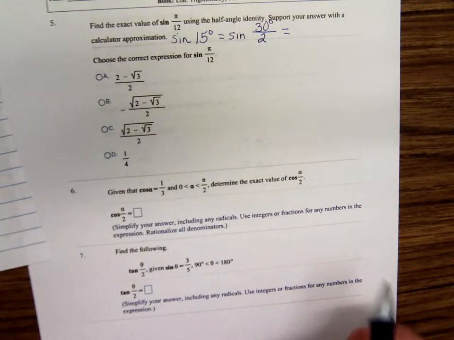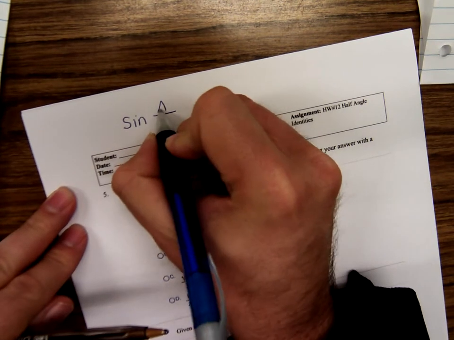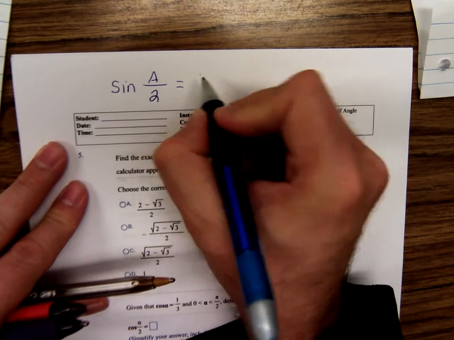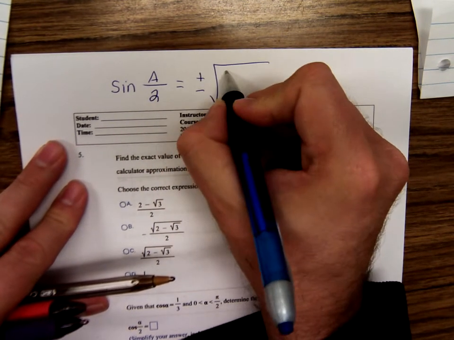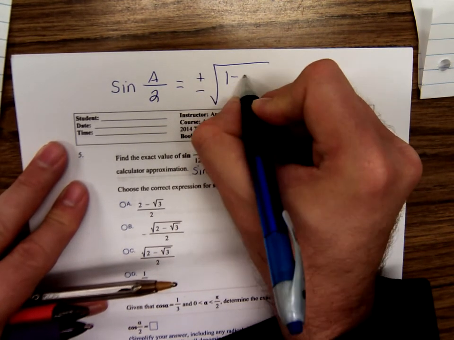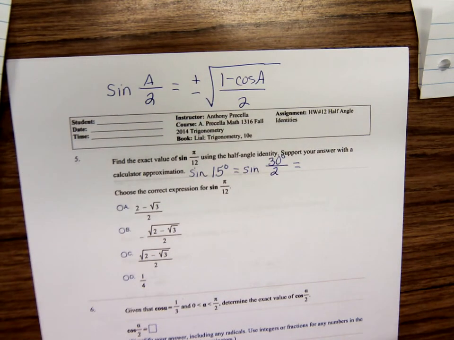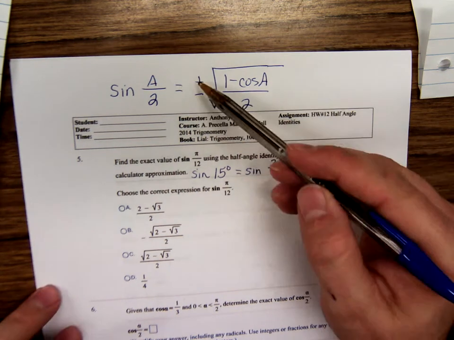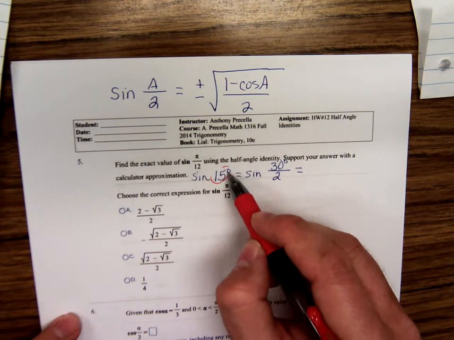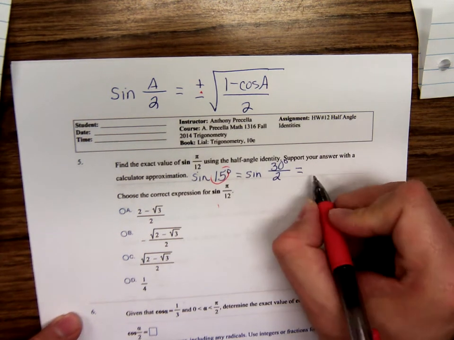So, you know what? I'm going to write the identity I'm using right up here. Sine A over 2 equals plus or minus the square root of 1. Now, is it minus or plus? That's where I think, oh, sine is minus. Minus cosine A all over 2. Now let's go ahead and decide between positive or negative. We're in which quadrant? 1. So is it going to be positive square root or negative? Positive. Sine's positive in quadrant 1.